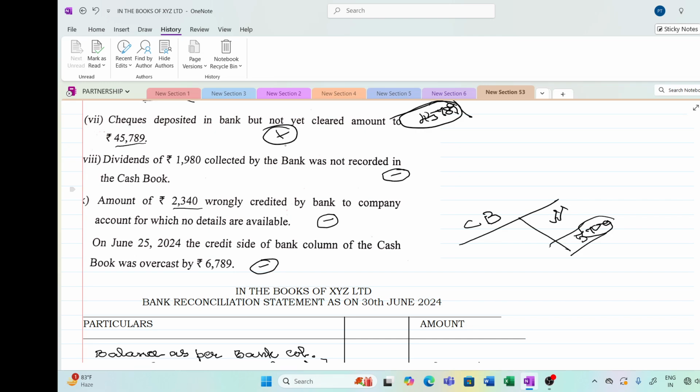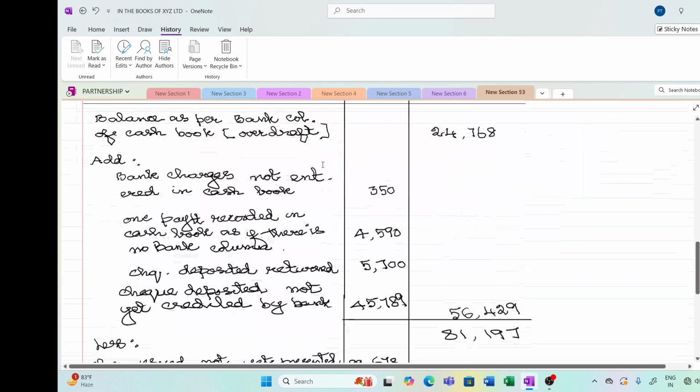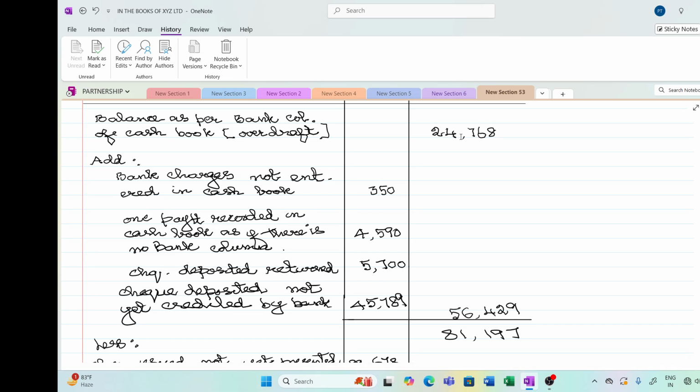Okay. So now let us see one by one again quickly. So the balance as per bank column of cash book is overdraft. Just take it like that. Any amount which increases the overdraft, we are going to add it. Bank charges, immediately the bank will debit, which will increase the overdraft. Then one payment, we have sent the payment check but not entered in cash book. That is not their mistake. They would have made the payment. So the moment bank makes the payment, they will increase our overdraft.